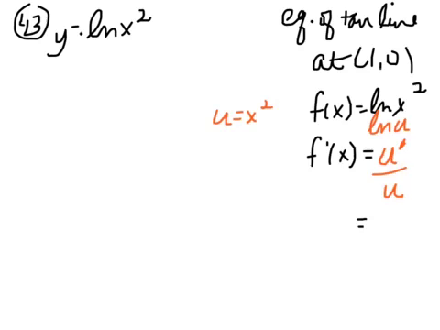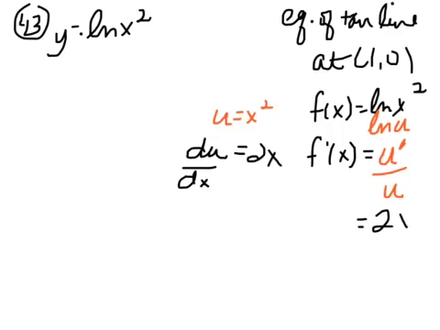Oh, the derivative of u? 3 halves x to the 1 half. On this x squared here? On what? Oh, is it x squared? Yeah, on 43. Am I on the wrong one? I'm looking at 42. Oh, yeah, okay, 43. It'd be 2x. If u is x squared, the derivative of u would be 2x.